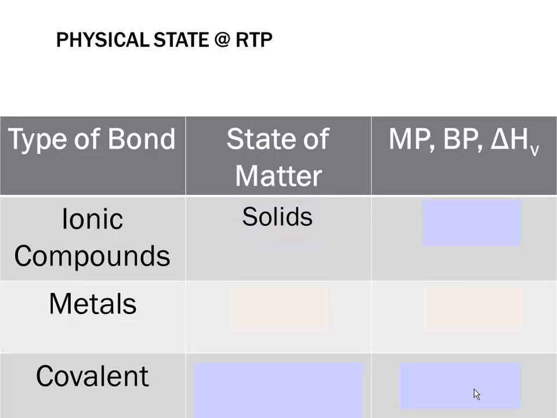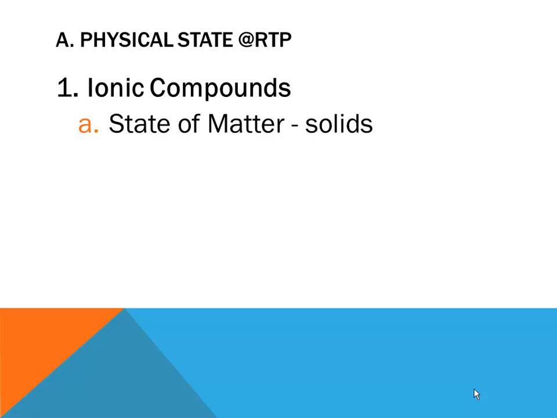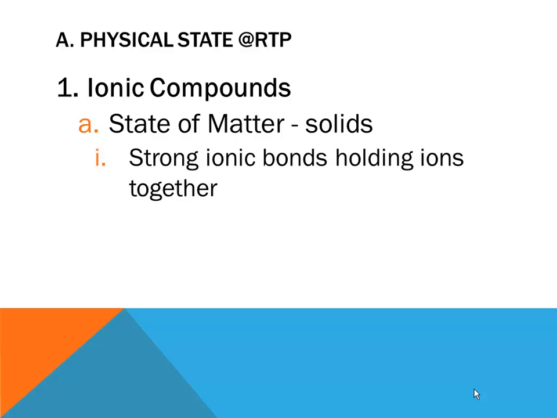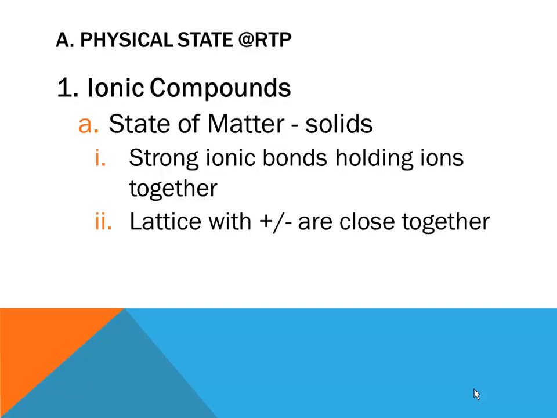This is at room temperature and pressure. Ionic compounds are solids like salt, sodium chloride, copper sulfate. Their melting points, boiling points, and heat of vaporization are very high, so it takes a lot of energy to melt, therefore to boil and then to vaporize. Ionic compounds are solids. They have strong ionic bonds. That's why they are solid. Their ions are holding them together. A positive and a negative are close together, making a lattice, which is basically like a crystal.